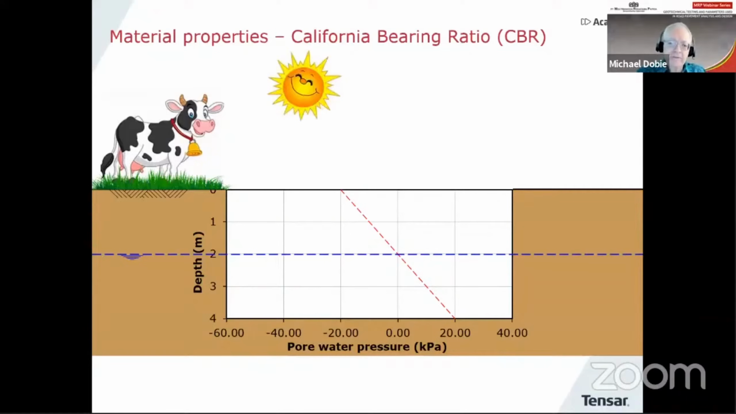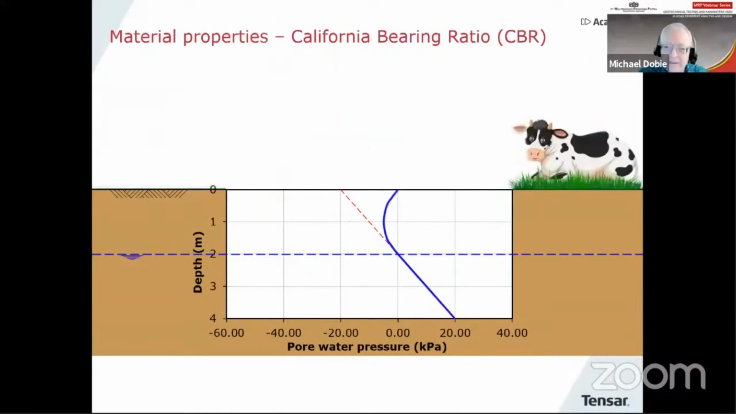Now, if the sun comes out in the summertime, then you will tend to get evaporation. So you'll get an upward flow and you'll get quite high suctions, which is one reason why the cow finds it very easy to walk around, because the clay becomes nice and stiff. But there's another situation when it rains a lot. If it rains on the field, then you tend to get water ponded on the surface. So you will reduce the suction to 0 at the top, and you'll get a profile something like that.